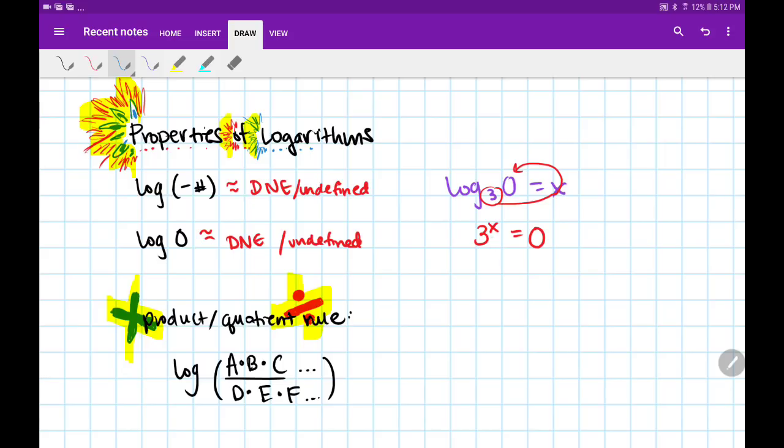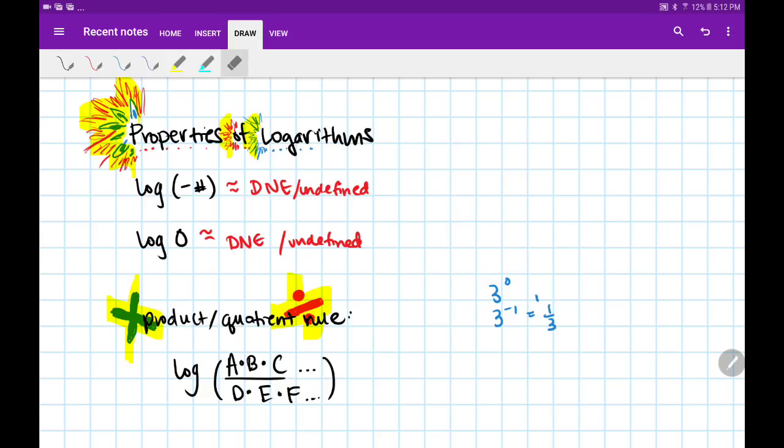Well, if we try an exponent like 1, 3 to the 1 is 3. 3 to the power of 0, well, anything to the 0 gives us 1. Let's try negative numbers. 3 to the negative 1 gives me 1 over 3. And I could keep trying, but I'm never going to hit 0. So that's why our answer is simply does not exist. There is no exponent that will take your base and get you to 0.